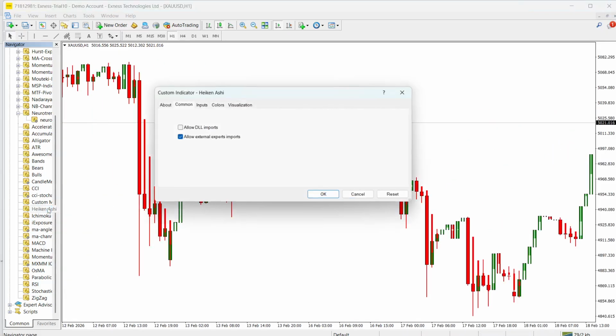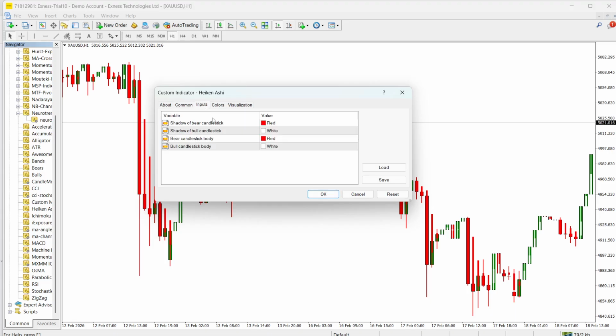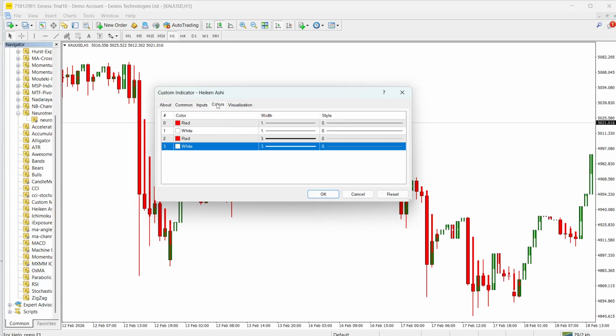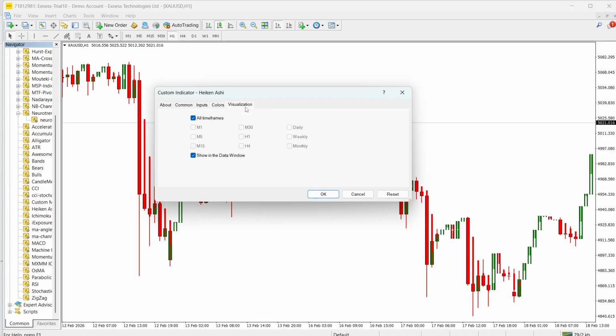As for the indicator settings, let's take a look. For the inputs, we have the shadow of bear candlestick, the shadow of bull candlestick, the colors, the bear candlestick body, and the bull candlestick body. So you can customize your colors, and you can trade on your preferred time frames as well.